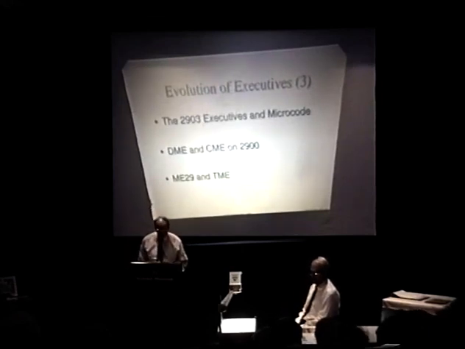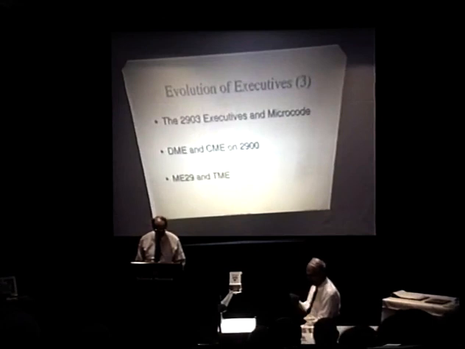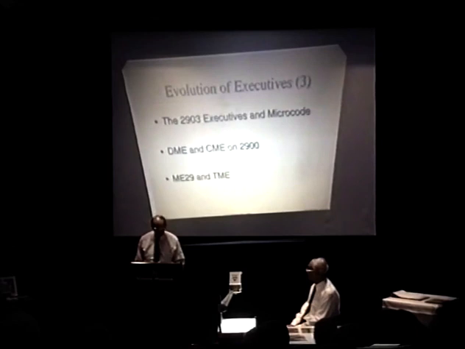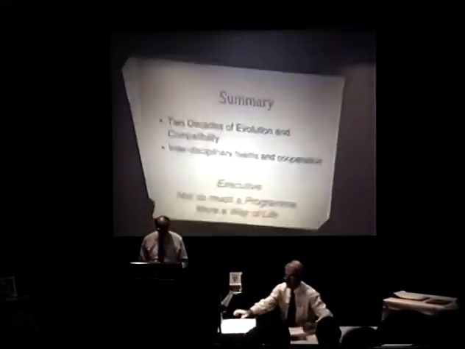The last system in the series was the ME29, developed in 78-79, which was given a new operating system, TME, the transaction processing environment, which had the facilities of previous systems put together with additional communication and transaction processing. And again, this supported the 1900 compatible interface.